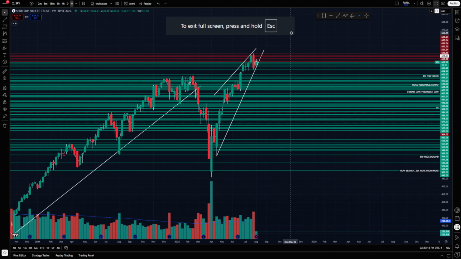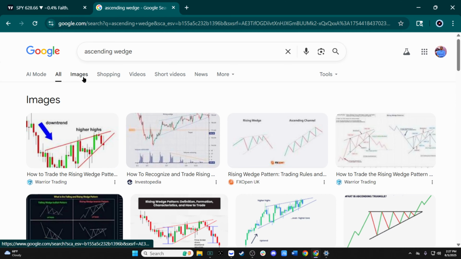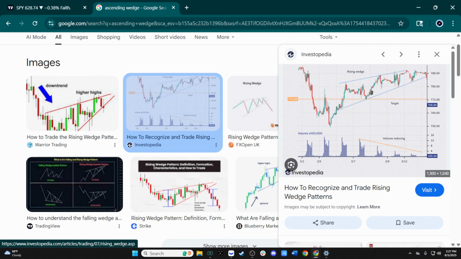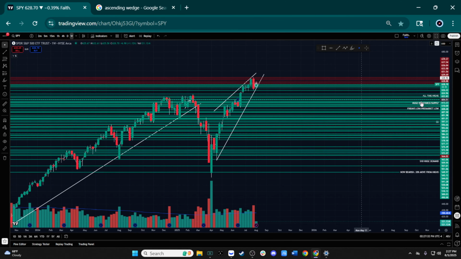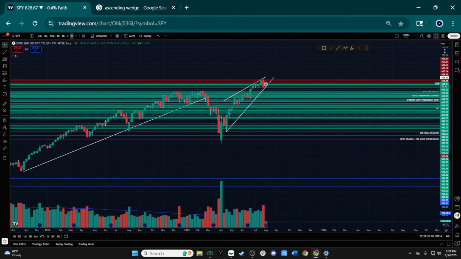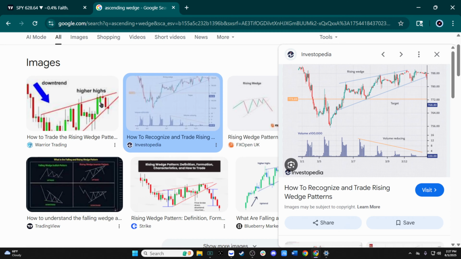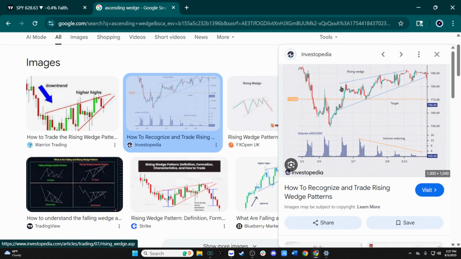So if you go and just Google them, ascending wedge, right? And this is what pops up. So remember what we just saw here, right? This is on the weekly, right? An ascending wedge pattern here, bam. Ascending wedge pattern. You could go here to how to recognize and trade rising wedge patterns.